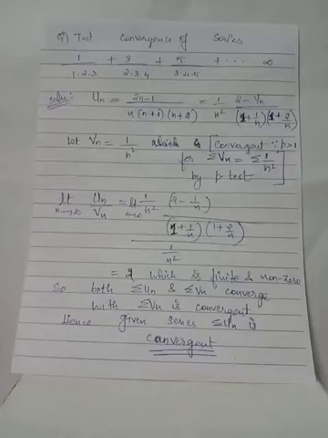Now we will compare this with a familiar series. We have the familiar series summation 1 by n square. By the p test we know that since p is strictly greater than 1, summation bn equals summation 1 by n square will be a convergent series.